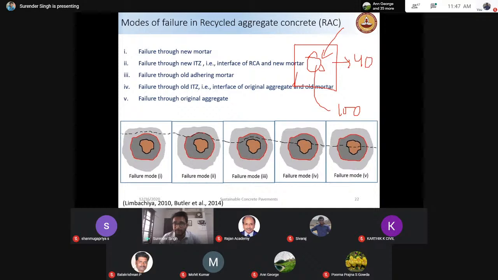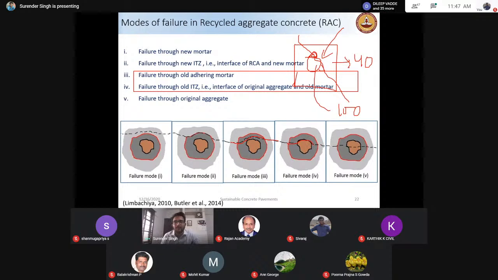But the bonding between the old mortar and old aggregate was not good. So whatever you do, you increase the cement content, then also the crack will be going through old mortar only. So it's not beneficial to increase the cement content. There can be many failures. Normally in recycled concrete aggregate, the crack will always be going through old mortar or the joint between old mortar and old aggregate.